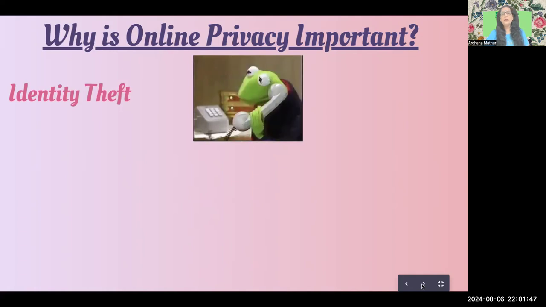Whatever information about yourself you are uploading on any site, or even on a transaction, when you are buying things from Amazon or Flipkart or Snapdeal or whatever, it's better you only upload that much information which is mandatory. Do not add any other information which may harm you in the long run, because your identity theft can take place.